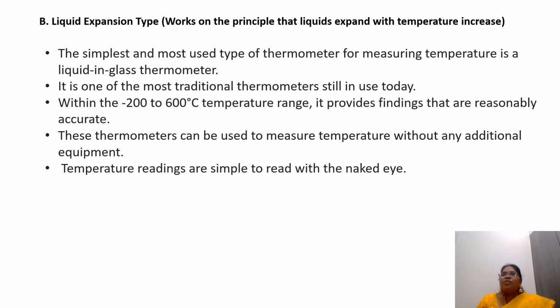And the next one is the liquid expansion. So when a liquid is heated to a certain temperature, how the liquid gets expanded. Here, this is one of the oldest methods, a very simple and traditional method we are still using nowadays. And we can use the temperature range from minus 200 to 600 degrees Celsius for this liquid expansion. These thermometers are used to measure the temperature without any additional equipment.